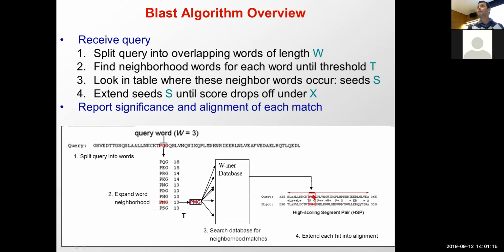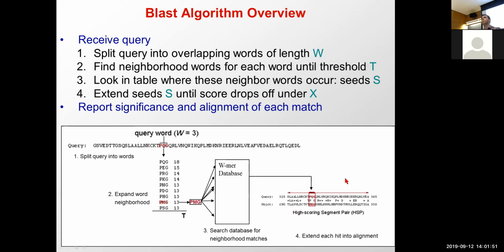Now that I have my seeds, I want to say, can I turn a seed into a match? That's step 4. I'm going to extend the seed without any gaps, just walking out to the right and to the left, and then seeing if stuff nearby also matches. That gives me a total score for that segment. If that score is high enough, that becomes a high scoring segment pair. Then after I have these high scoring segment pairs, I can extend them into a full alignment using my dynamic programming algorithm. So then I can allow gaps.